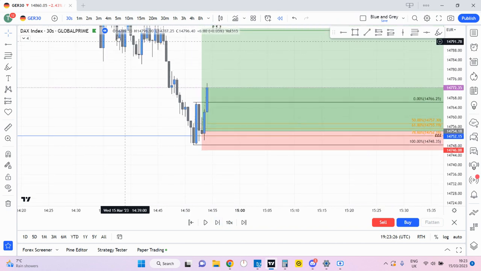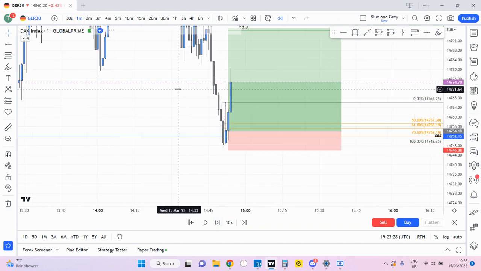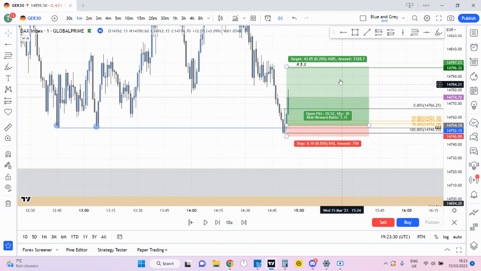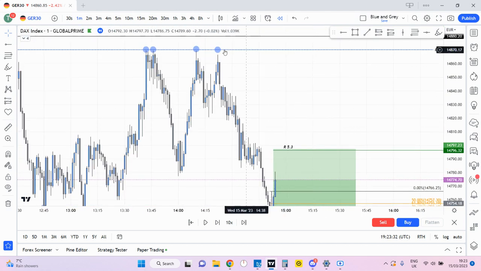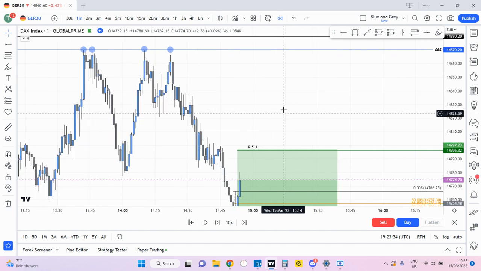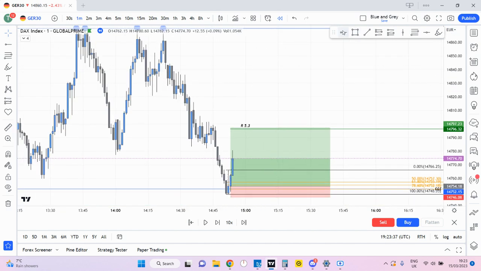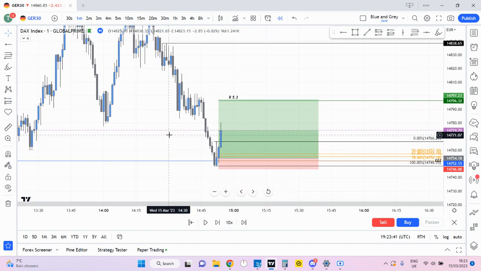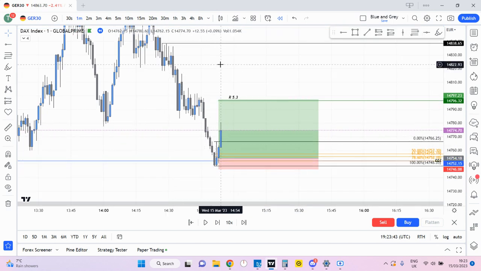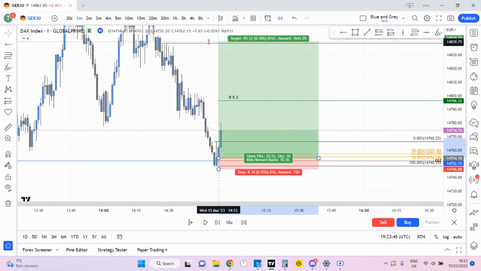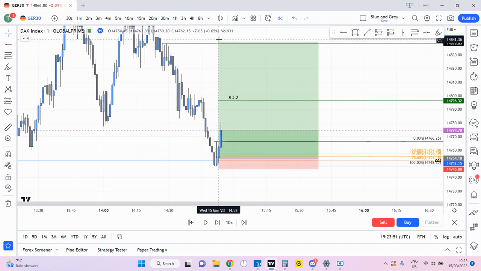Okay, now, where was my target? I'll be totally honest with you. My initial target was these 4 blue dots, but I was also open to the idea that this is quite a good level to take some profit, especially when you're getting in with a tight stop like that. At the end of the day, if you run it up to here, that's a 10 to 1. I got out at 5.3, and I'll tell you why.